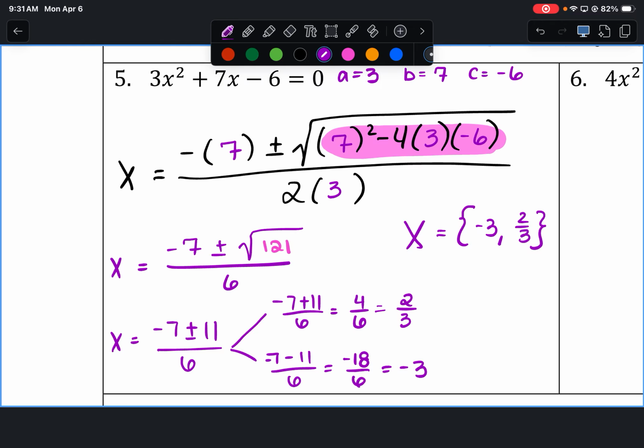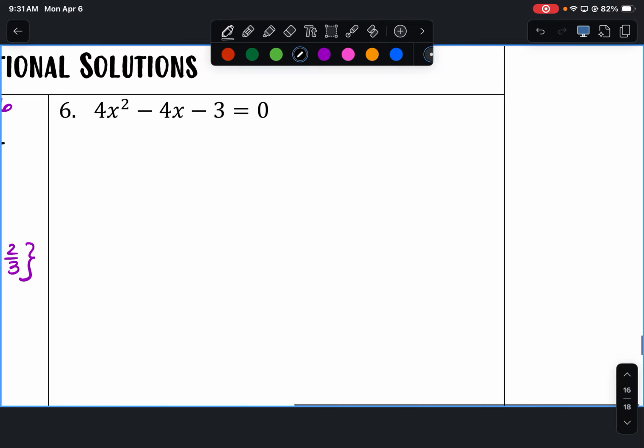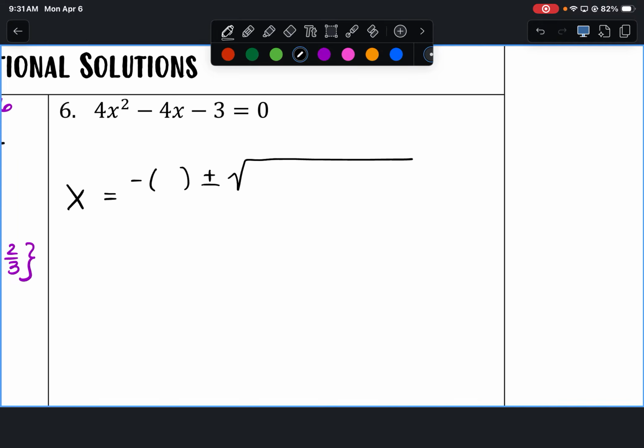Now, what is my a term? 1, because that's what's understood to be in front. What is our b term? What is our c term? Okay, now to plug this in, what do I plug in first? 4. So we have negative 4 plus or minus the square root of b squared minus 4 times a times c, divided by 2 times a.